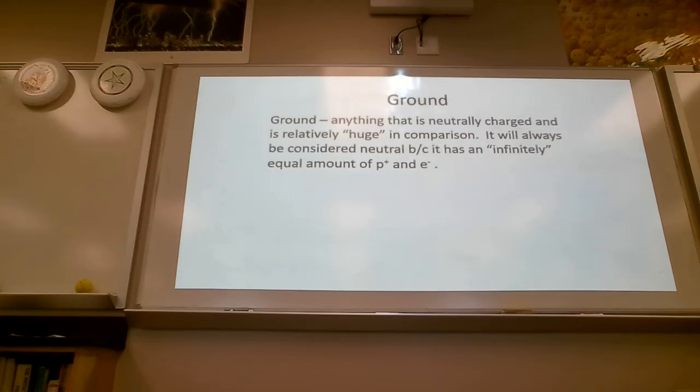So it's this idea that ground is anything that is huge and neutral. And even if you dump charge into it, it's still going to be neutral.